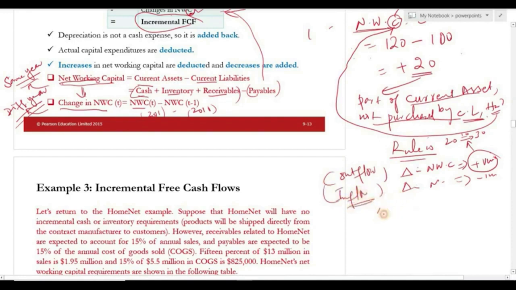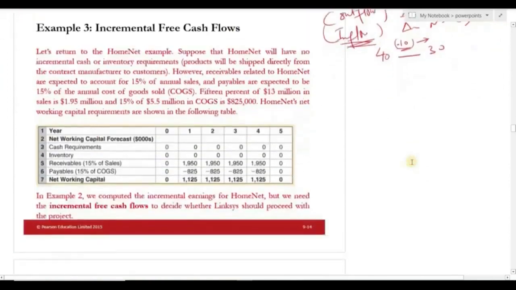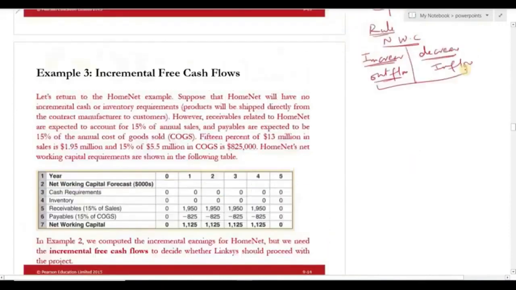Okay, so last year we used 40, but this year we are using 30. So we are not buying extra 10, right? So 10 is reduced. When we are not buying, it means we are saving. When we are saving, it means we are not paying, right? It is an inflow, because it is not an outflow. So this is the rule you need to remember. I have written the formula for net working capital. If it has increased, it will be an outflow. If it is a decrease, it will be an inflow.